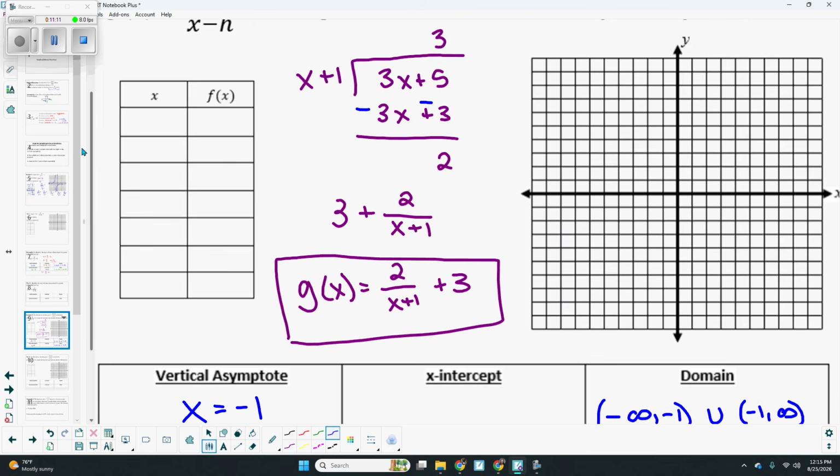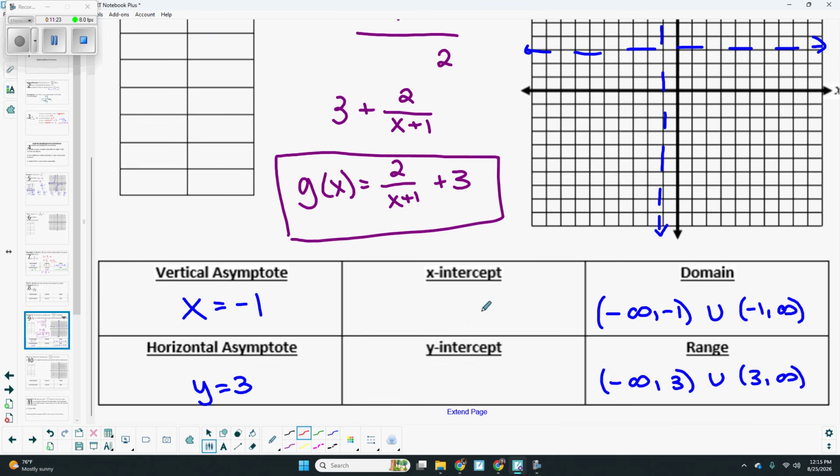X is negative 1, x is negative 1, and y is positive 3. Okay, x-intercept, so if this was equal to 0, if 0 equaled 2 over x plus 1 plus 3, then negative 3 would be equal to 2 over x plus 1, times that by x plus 1, so negative 3x minus 3 is equal to 2. Add the 3, negative 3x equals 5, and divide, so I get negative 5/3.